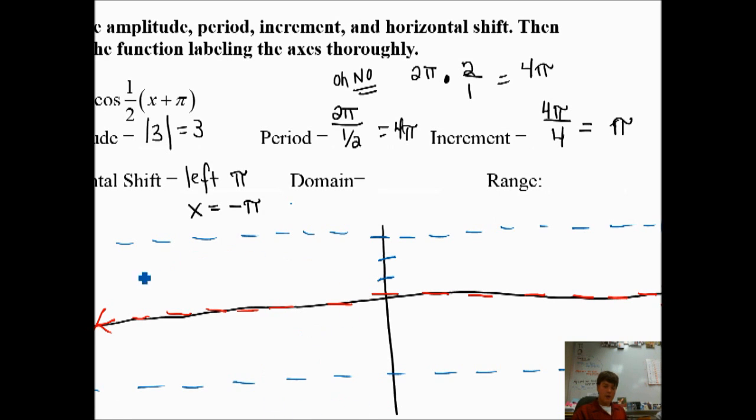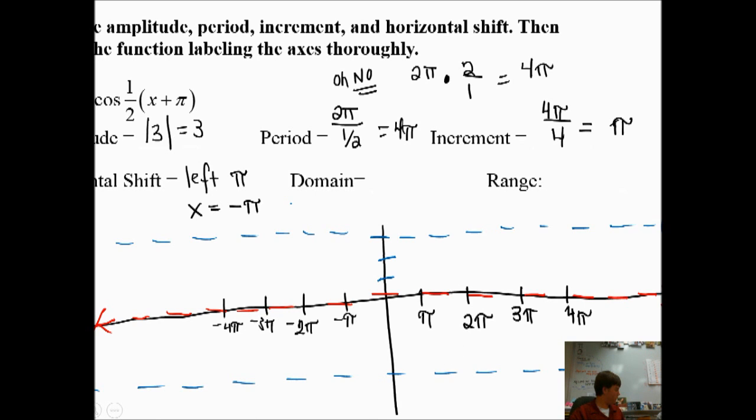Now we have to do some increments, because I can't do my horizontal shift unless I know where I'm shifting to. Pi, 2 pi, 3 pi, 4 pi. Or negative pi and negative 2 pi, negative 3 pi, negative 4 pi. Alright, what's next?